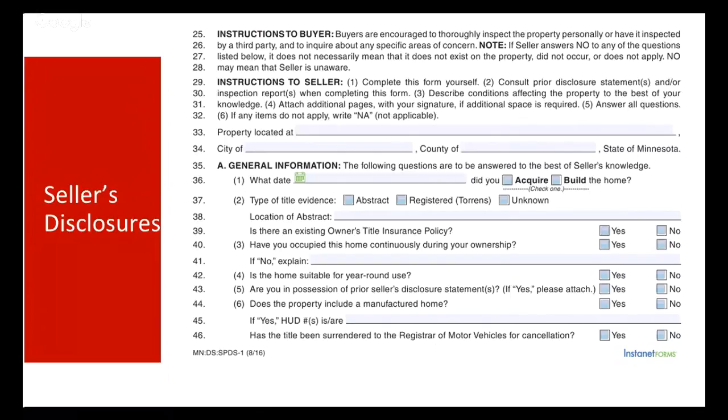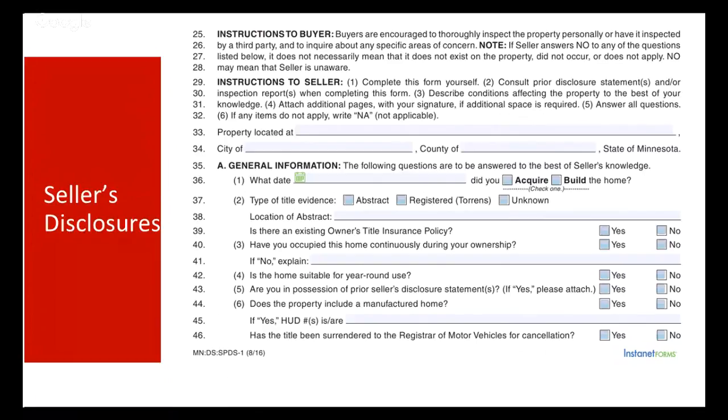What date did you acquire or build the home? Do you have an abstract? Is it registered torrens? Do you not know? Typically in Minnesota, it's going to be one of the two. If it's a more recently built home, newer, it's probably going to be registered torrens. Or if it has sold recently, it's probably going to be registered torrens. Otherwise, it's going to be an abstract. They may or may not know the location of their abstract. They're going to ask if there's an existing owner's title insurance policy.